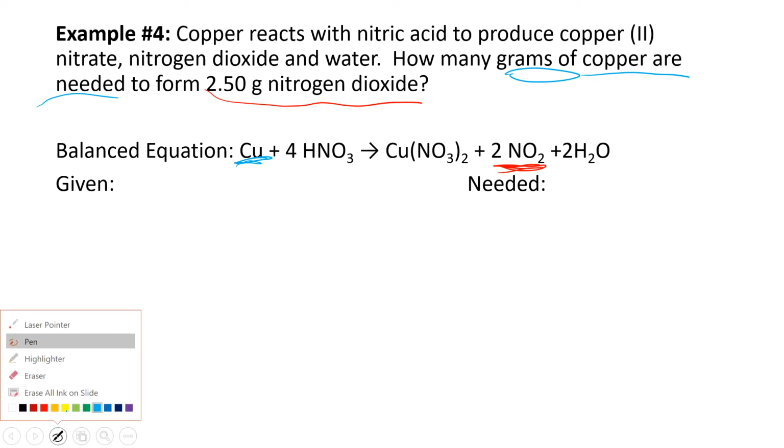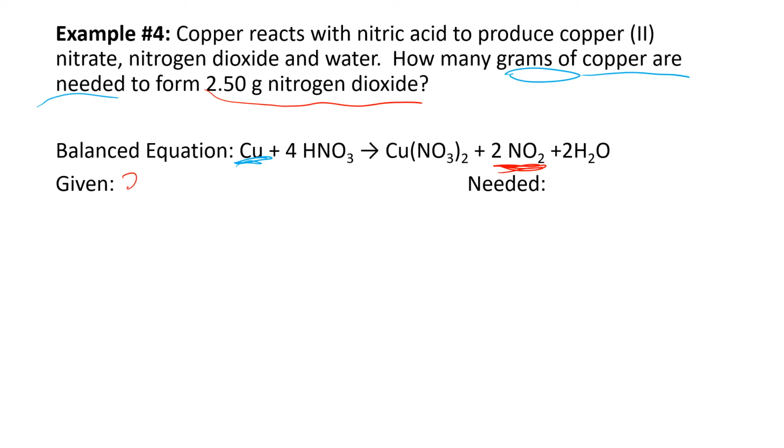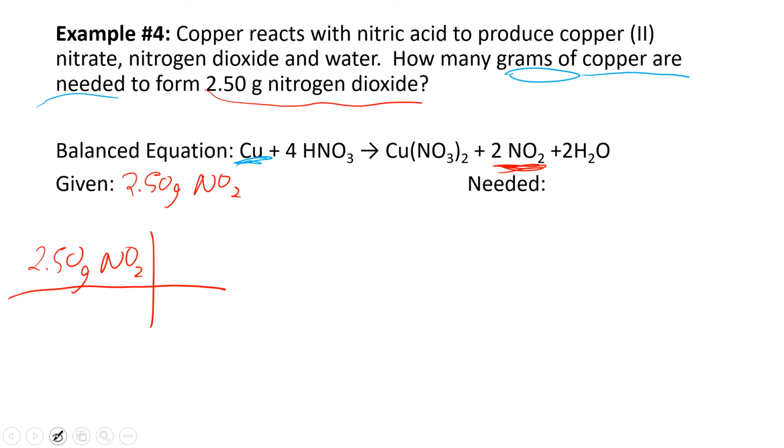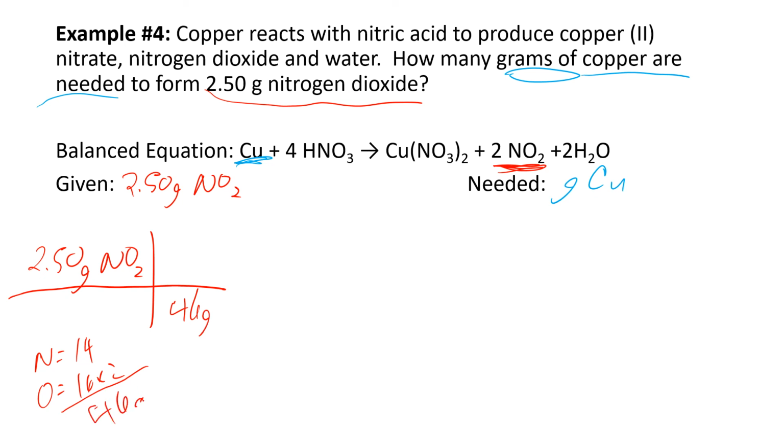So we're starting here. Our given is the 2.50 grams of nitrogen dioxide. So we're going to start there. And we need to get all the way to grams of copper so we can figure out how many grams of copper to start with. So our first stop, since we're at grams, is to use the periodic table, and we got nitrogen as a 14 and oxygen as a 16, and there's two of them. So when you add all that up together, that's 32 plus 14, and you get 46 grams. That's 46 grams of NO2 for every 1 mole of NO2.